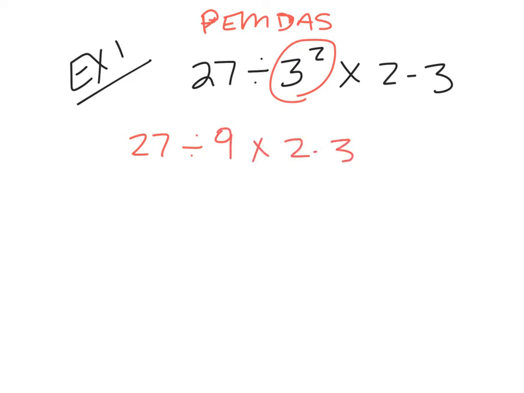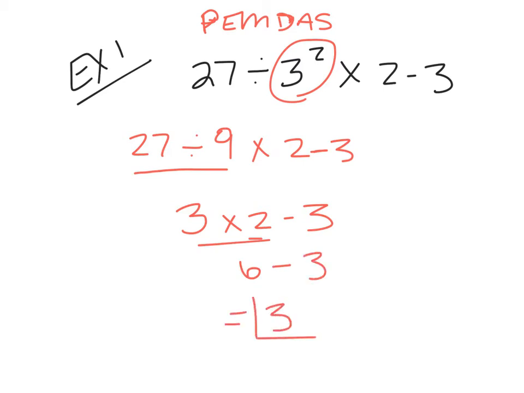2 minus 3. Multiply, divide from left to right. So that means I'm going to start over here on the left and do 27 divided by 9, which is? 3. Yep. So I get 3 times 2 minus 3. 3 times 2 would be my next one. What's 3 times 2? 6. Minus 3 is? So my answer to this whole equation is 3.